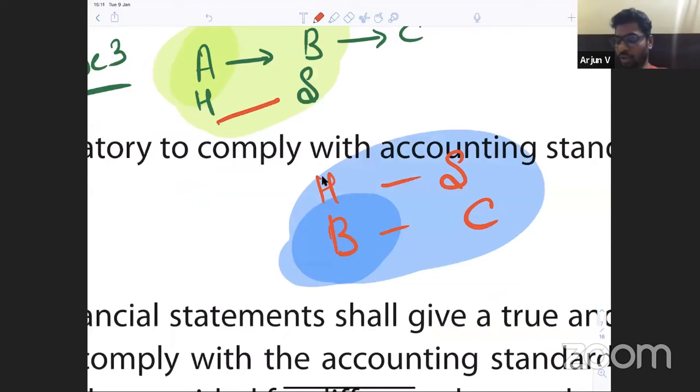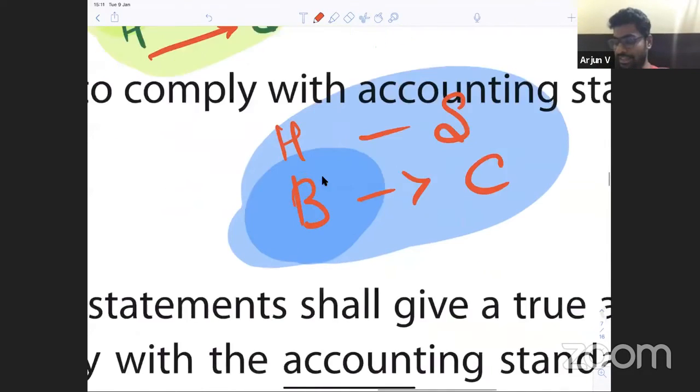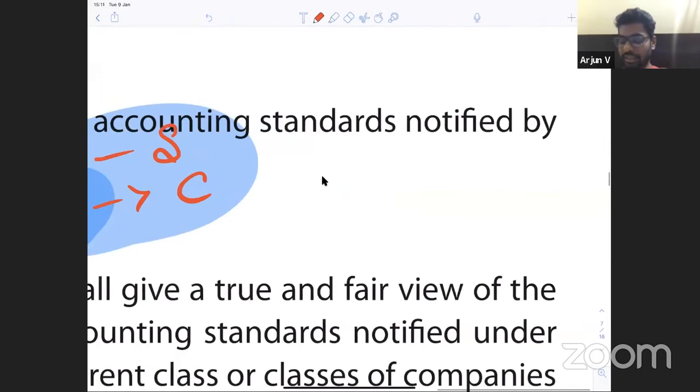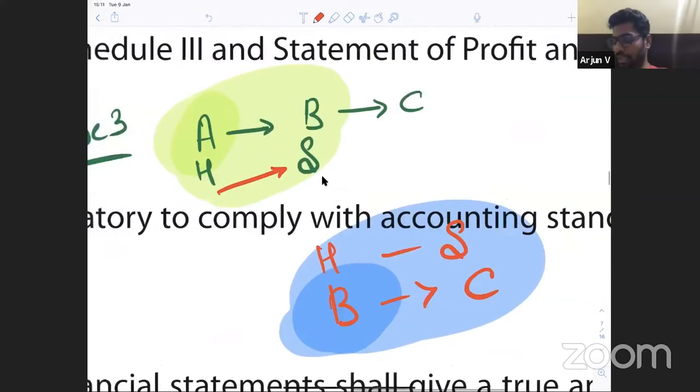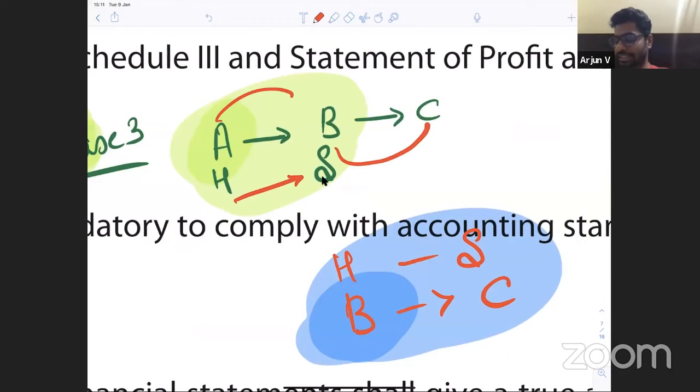A is having control of B, B is having control of C. In this case, what do we say is that A is a holding company, C is a subsidiary company. Understood? A is controlling B, B is controlling C. So indirectly, A will control C.